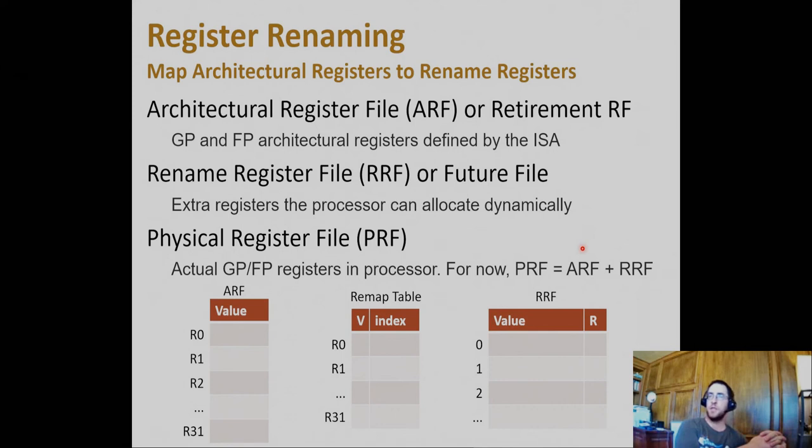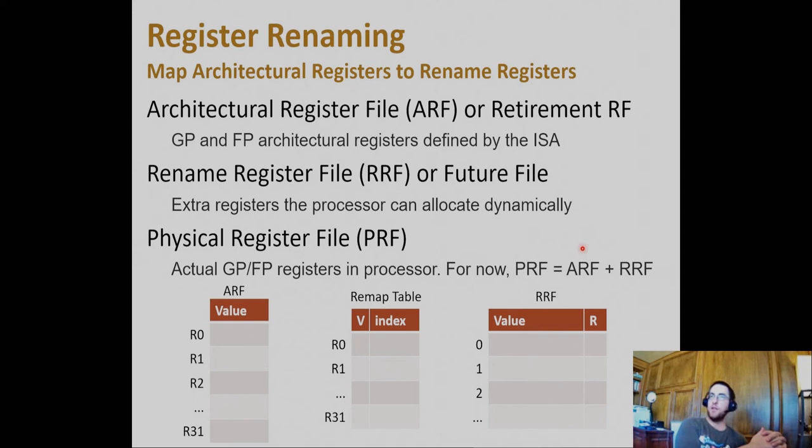So we're going to introduce some new terminology here: architectural registers, rename registers, and physical registers. So we've got these three files, the architectural register file, also known as the retirement register file. This is the ISA, the instruction set architecture's, general purpose registers. So these are the registers that you see in the program when you look at it. They're named based on the instruction set architecture. So these are your general purpose and floating point registers defined by the ISA. Because you can apply all these same concepts to floating point instructions and floating point registers.